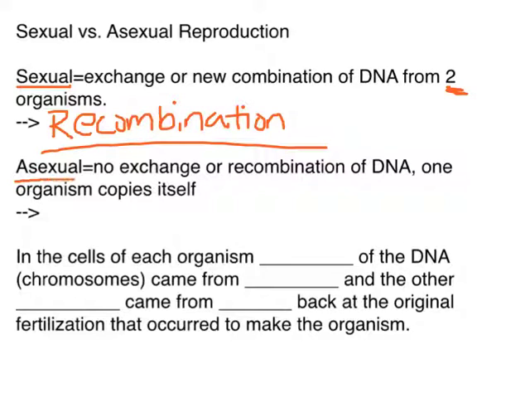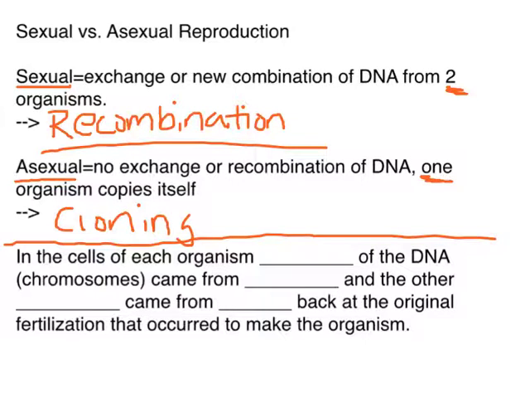Asexual involves no exchange or recombination of DNA. In other words, you're only having one organism here. One organism copies itself or its cells. That's a form of asexual reproduction, as is copying your cells. So if it's just one organism doing it alone, then it's asexual reproduction. If it's two organisms exchanging or recombining their DNA, then it's considered sexual. So this is more of a cloning or a copying process.